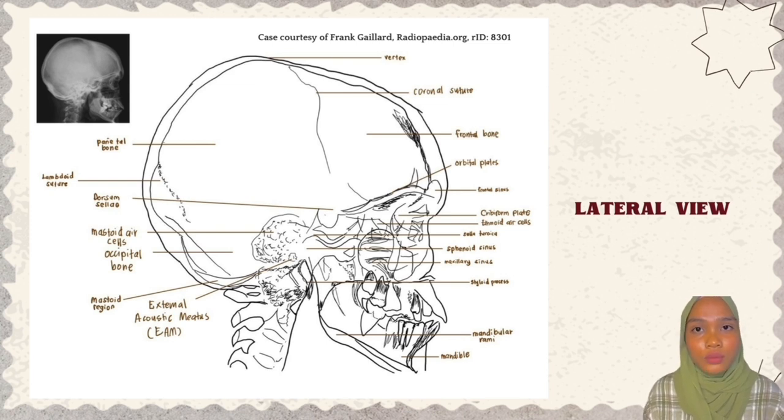As for the lateral radiograph, the structures that can be seen according to clockwise rotation are the vertex, coronal suture, frontal bone, orbital plate, frontal sinus, cribriform plate, ethmoid air cells, sella turcica, sphenoid sinus, maxillary sinus, coronoid process, mandibular rami, mandible, external acoustic meatus, mastoid region, occipital bone, mastoid air cells, dorsum sellae, lambdoid suture, and parietal bones.